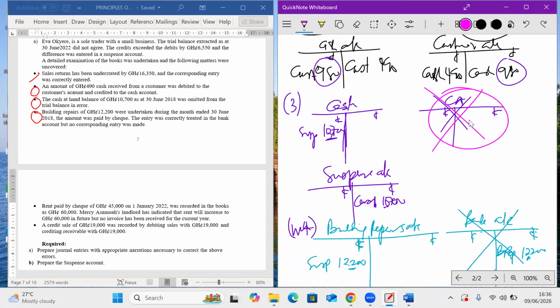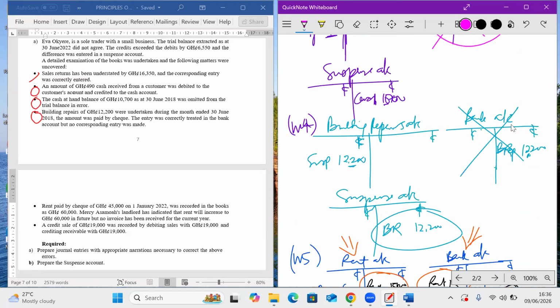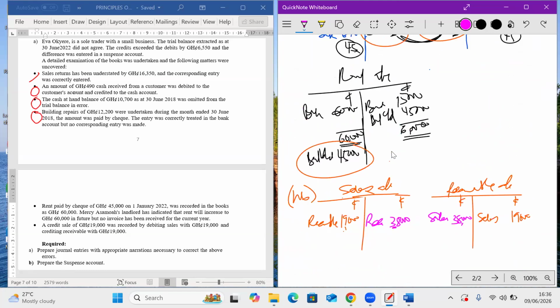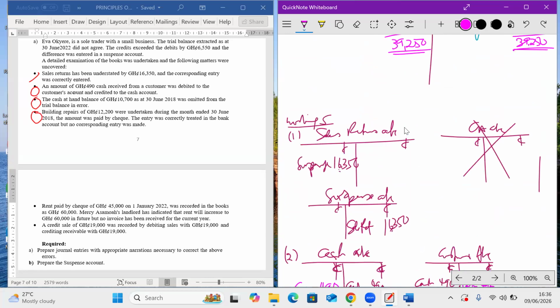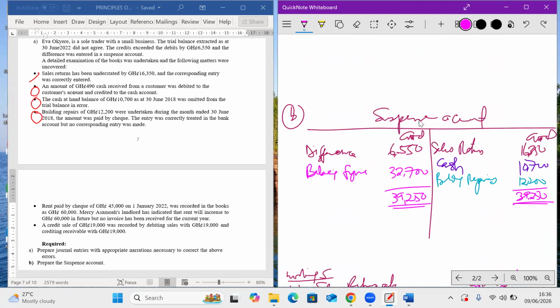Are you getting it? You see this bank account, I canceled it. It's not part of the entry. We are only writing the error account, the account with error. That's what we are writing. But the correct account will help us know the double entry. Do you understand it? You can go and watch the video again.